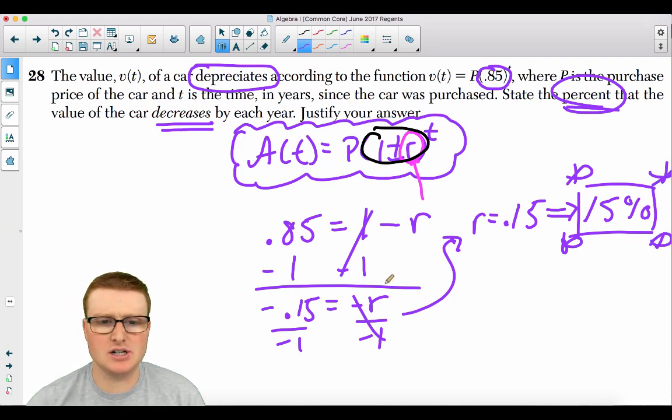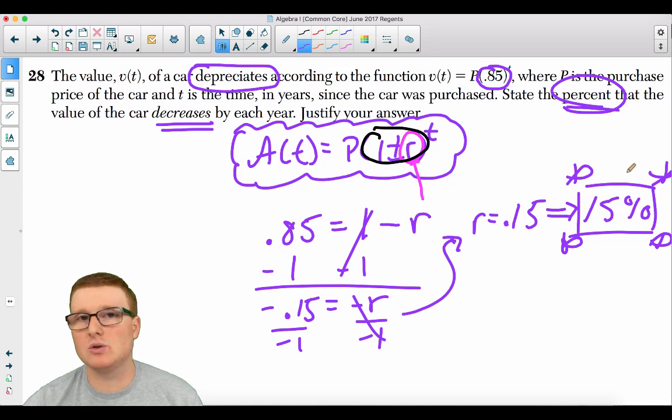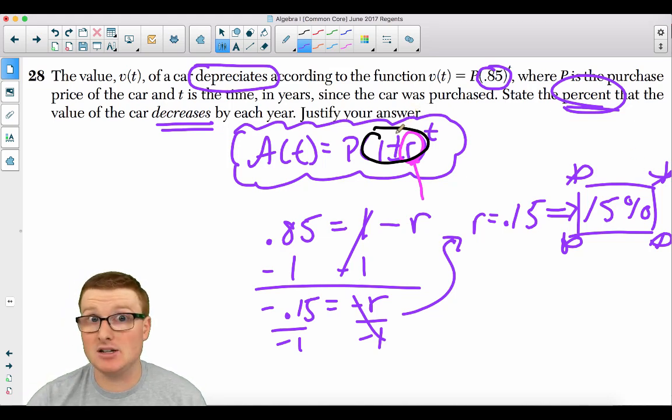Does it say justify your answer? Okay, so this is justification. It's the math involved to get to the 15%. If it said explain, you would need to use words in order to get that question right.